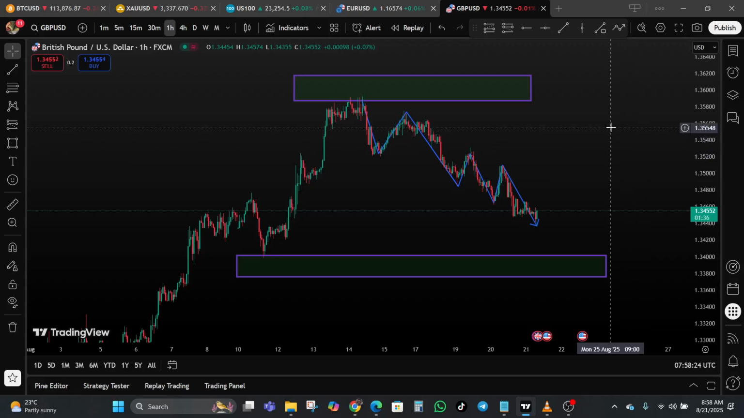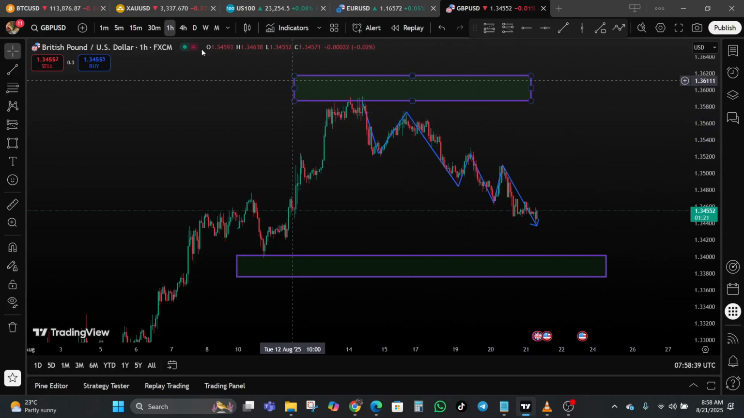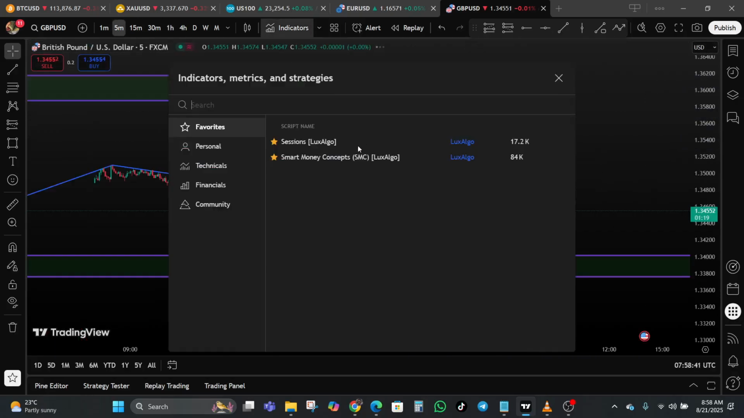Now let us come back to the ICT setups that we are talking about. I said that it is usually around the London Open and the New York Open, because these sessions bring the most volatility and volume, making it easier to see liquidity grabs and structural shifts.